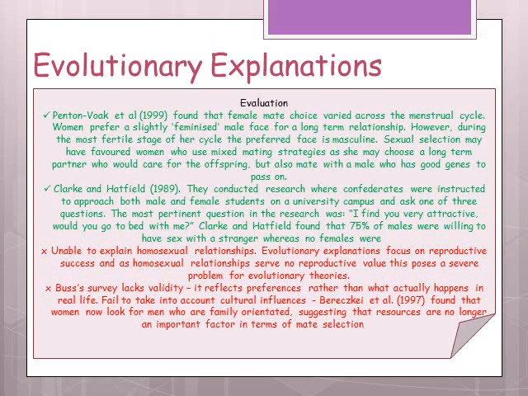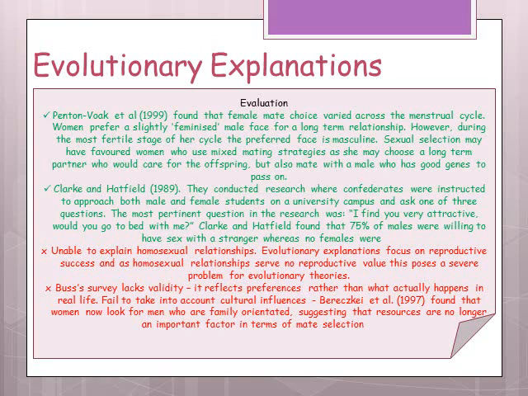So a strength for this is that it was found that female mate choice varied across the menstrual cycle. Women prefer a slightly feminized male face for a long-term relationship. However, during her most fertile stage of her cycle, the preferred face is masculine. So sexual selection may have favoured women who used mixed mating strategies, as she may choose a long-term partner who will care for the offspring and look after them, but also mate with a male who has good genes to pass on.